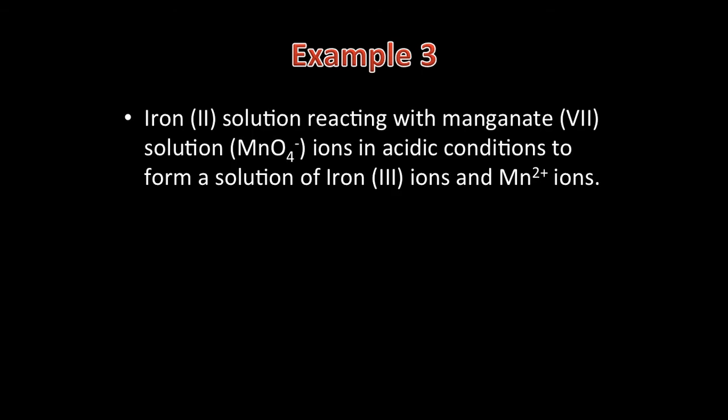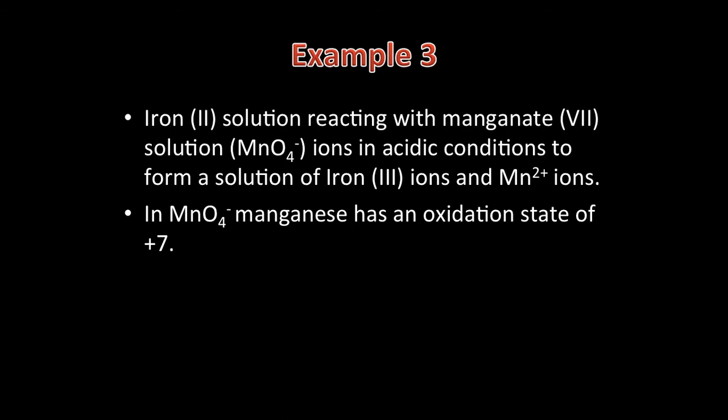Iron 2 solution reacting with manganate 7 solution, MnO4- ions, in acidic conditions to form a solution of iron 3 ions and Mn2+ ions. To begin with, we need to work out which species change oxidation state. Looking at the manganate 7 ion, manganese has an oxidation number of +7. This is shown in the Roman numerals in the bracket, or you could work it out knowing that oxygen has an oxidation number of -2 and the overall charge on the ion is -1.